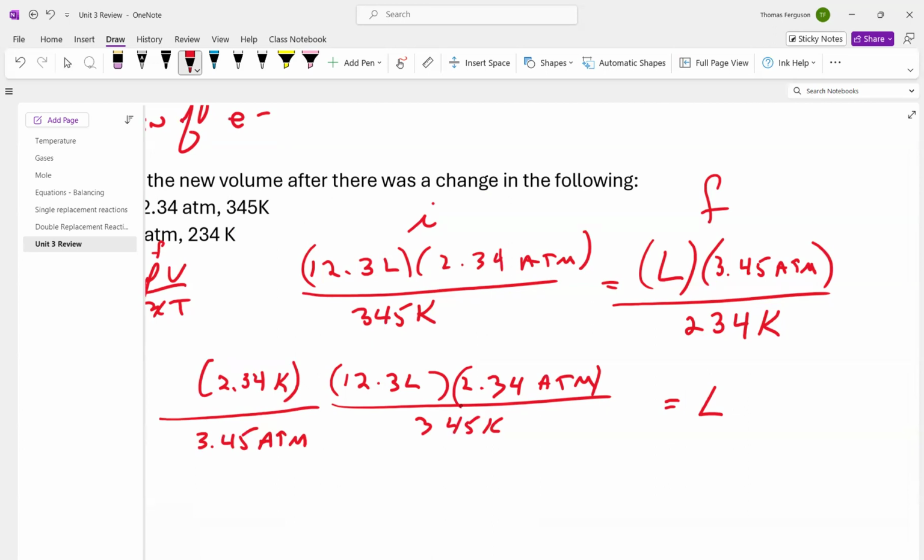Okay, so we want to isolate the L, right? It's being multiplied by 345. The opposite of multiplication is division. So we divide both sides by 345. Or we do cross multiplication. Depends how you were taught. Okay, and because the L is being divided by 234, we have to multiply both sides by 234. Does that make sense?